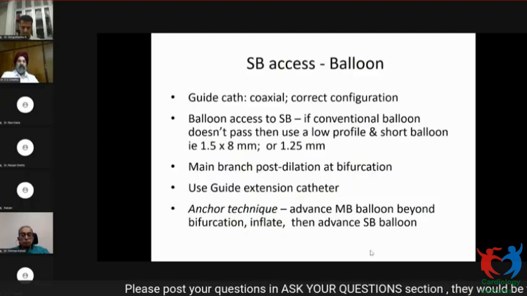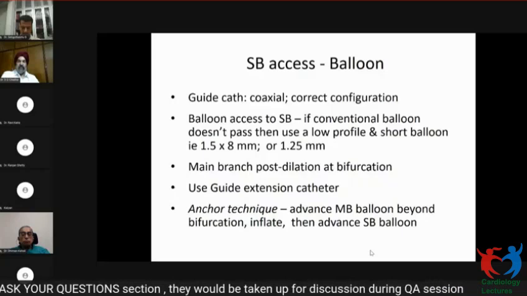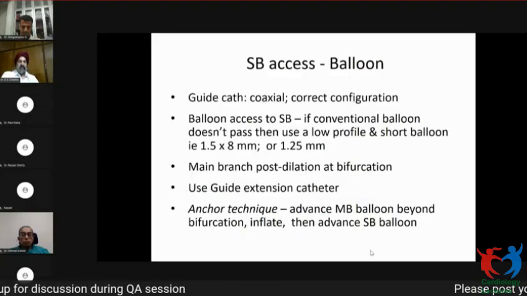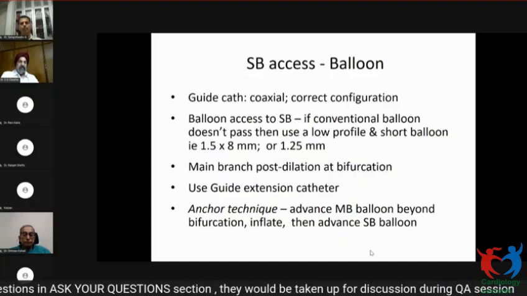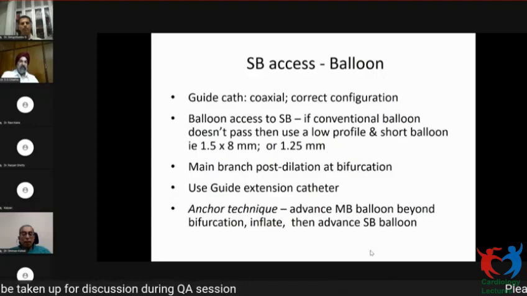And at times you are still not able to go, then there are a few tips for that. You can use a guide extension catheter. Bring it as close to the side branch as possible. That will give you a good push, or the pushability of the balloon increases. You can also use an anchor technique wherein you put a small balloon in the main branch, which anchors your guide catheter and increases the pushability of the hardware into the side branch.